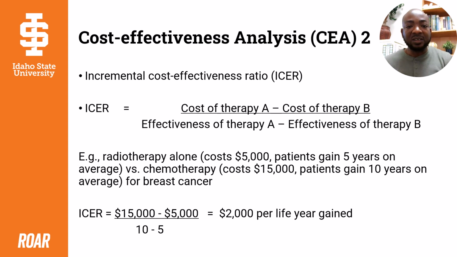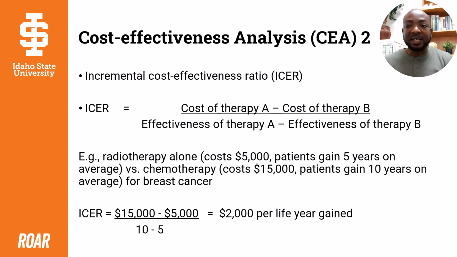For example, we could evaluate radiotherapy alone versus chemotherapy for breast cancer. Assuming chemotherapy costs $15,000 and the patient gains 10 years on average, and radiotherapy costs $5,000 in total, and the patient gains 5 years on average, the incremental cost effectiveness ratio will be $15,000 minus $5,000 divided by 10 years minus 5 years, which is equal to $2,000 per life year gained.